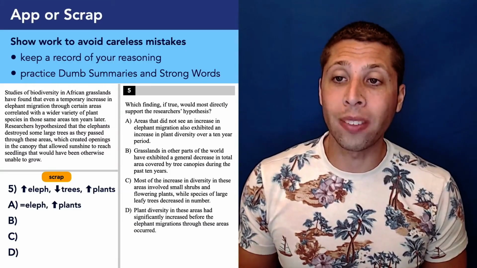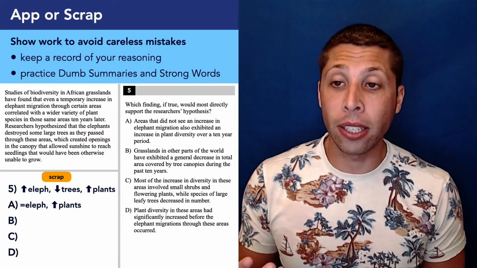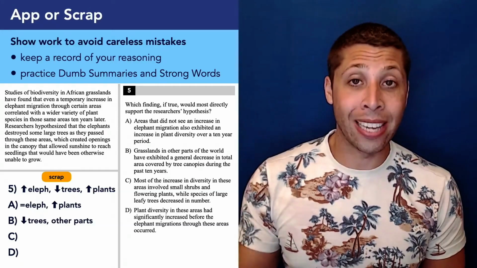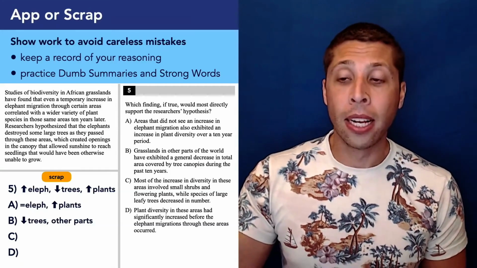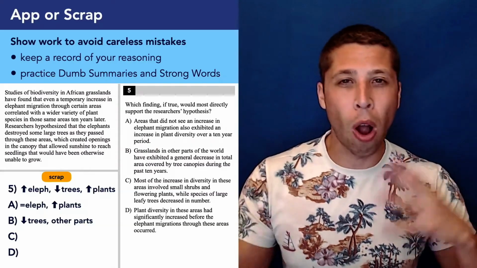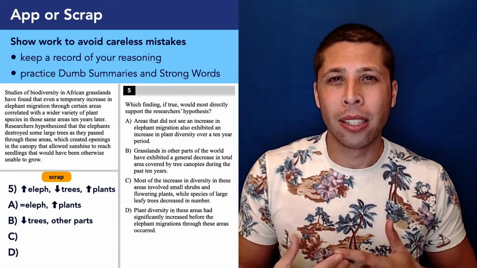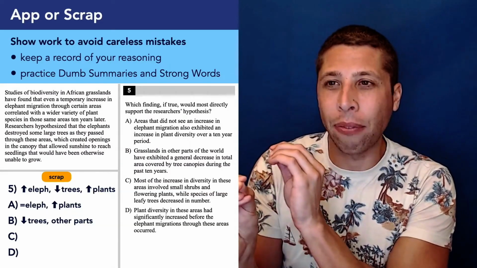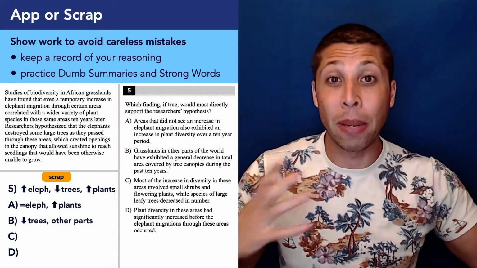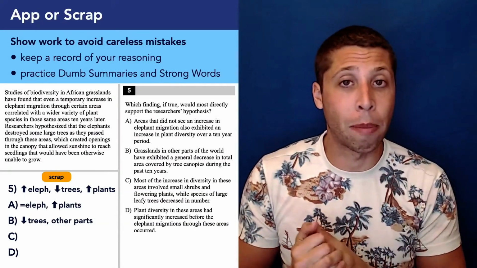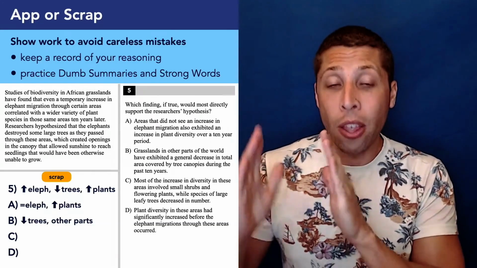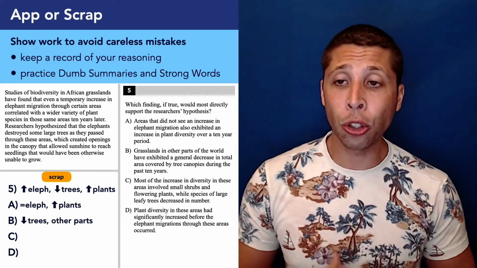B: Grasslands in other parts of the world have exhibited a general decrease in total area covered by tree canopies during the past 10 years. So the trees are going down, that seems good, that matches with what we said. But it does talk about other parts of the world, and that feels like a more traditional strong words kind of trap. We have this very specific example of the African grasslands, but now they're blowing it up into some bigger idea. This maybe is a big versus small trap, which I talk about in episode 7. So I don't know. Again, I'm not going to cross it out, but I'm going to note those words that bothered me. Choice C.